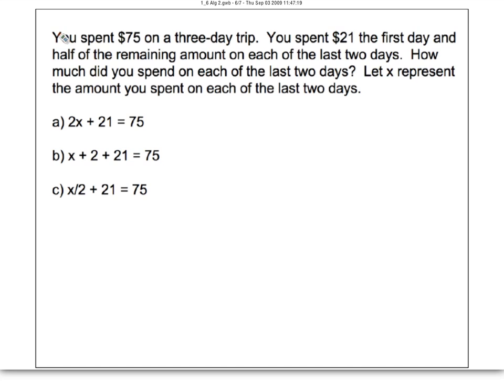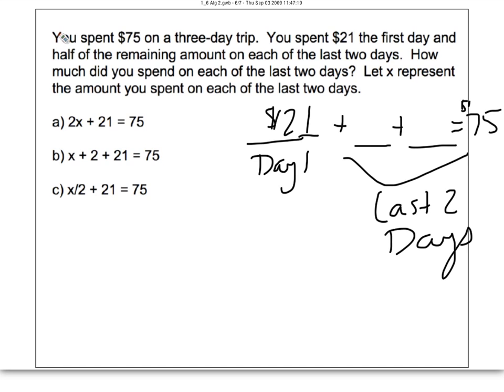I want you to think about which equation best suits this. You spend $75 on a 3-day trip. You spent $21 on day 1 and half of the remaining amount on the last 2 days. How much did you spend on each of the last 2 days? Let X represent the amount you spent on the last 2 days. So here's what my visual model is looking like for me.